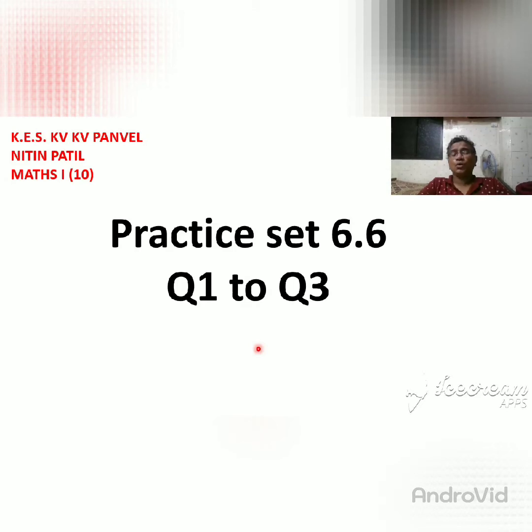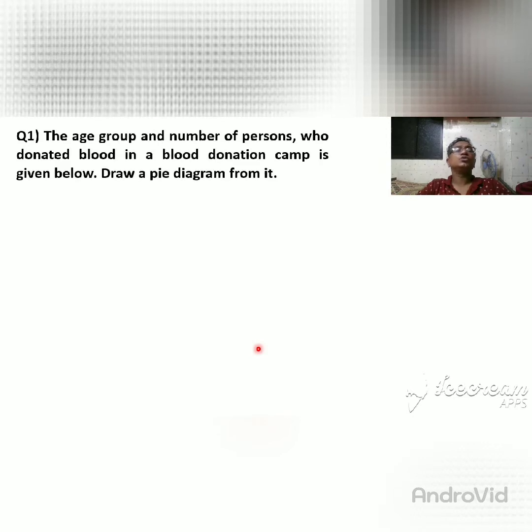Okay. So in practice set 6.6 today we are going to learn problems number 1, 2 and 3. So let's start problem number 1. The age group and the number of persons who donated blood in a blood donation camp is given below. Draw a pie diagram of it.